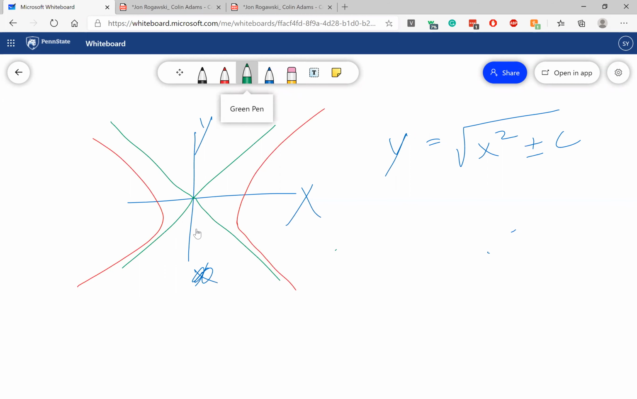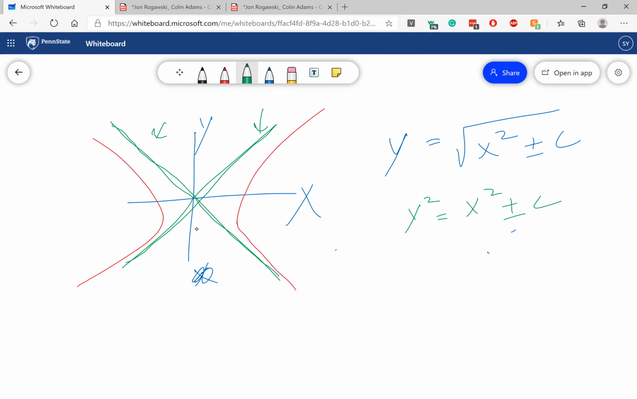I mean, together with the fact that it was squared before. So we first should imagine that you have y squared is equal to x squared plus or minus c. So when you don't have the c, you have these lines over here. This is for when x is equal to y, and this is for when y is equal to negative x.